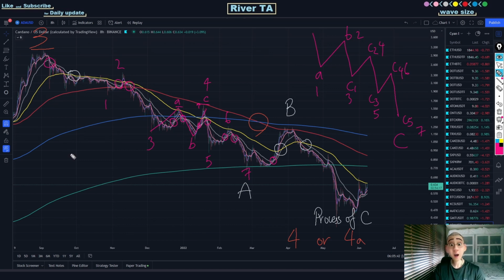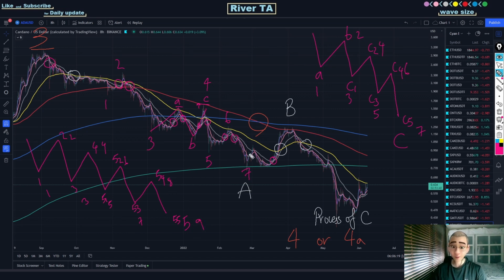and if I draw the structure, it will look something like this. 1, 2, 3, 4, 5, 1, 5, 2, 5, 3, 5, 4, and 5, 5. So 1, 2, 3, 4, 5, 1, 5, 2, 5, 3, 5, 4, then 5, 5, making this 5. So 1, 2, 3, 4, 5, 6, 7, 8, and 9.